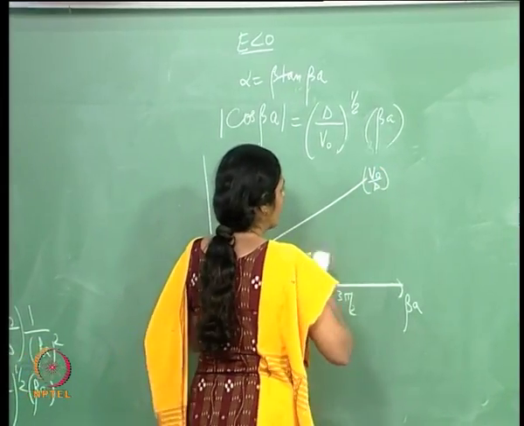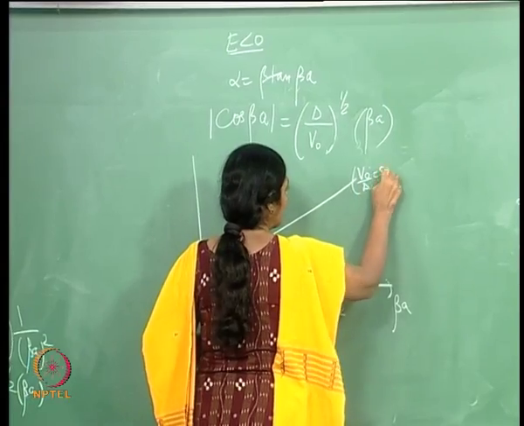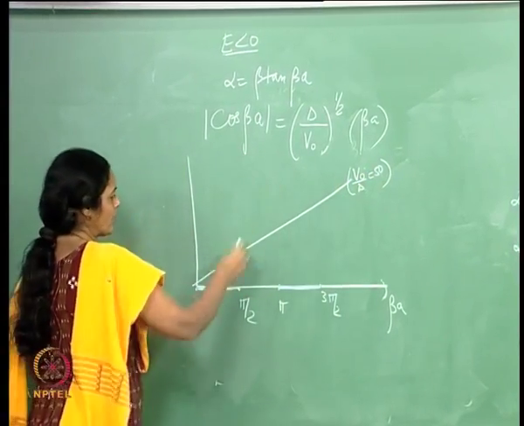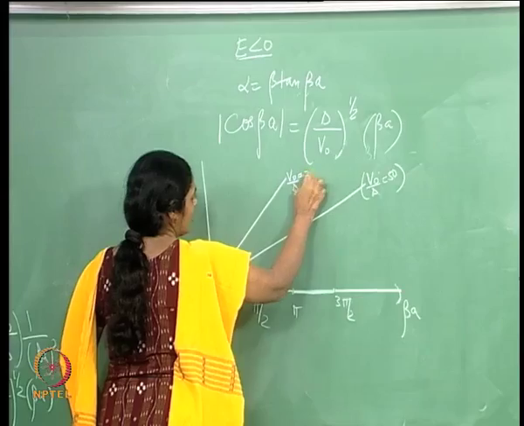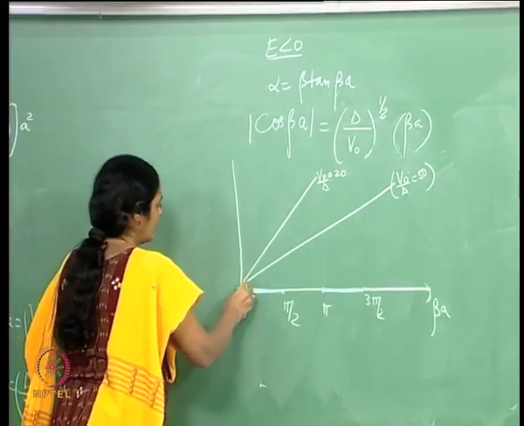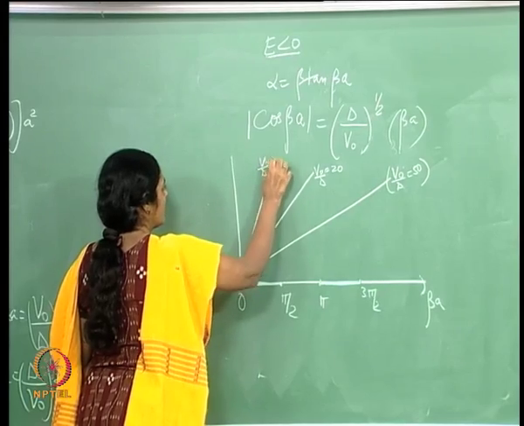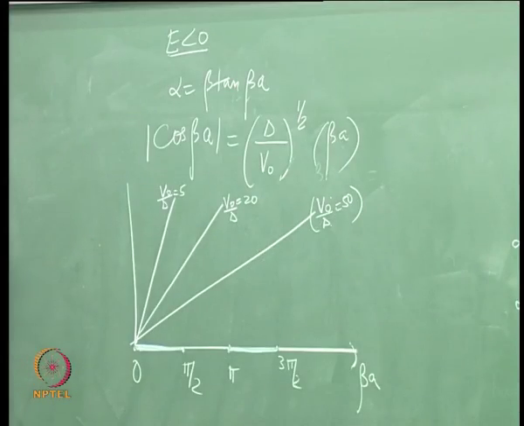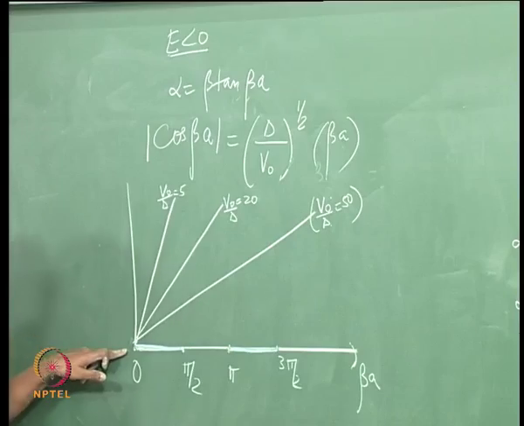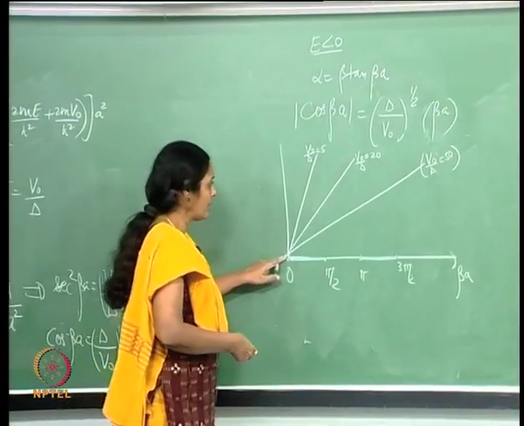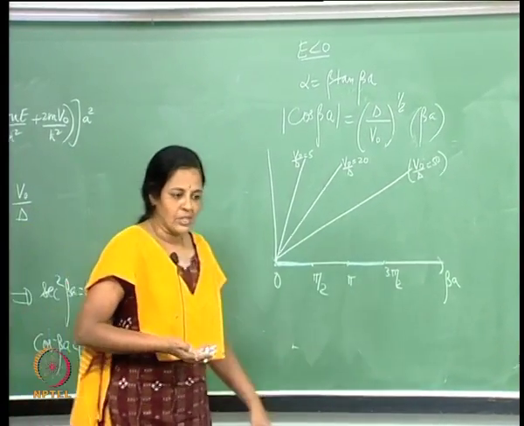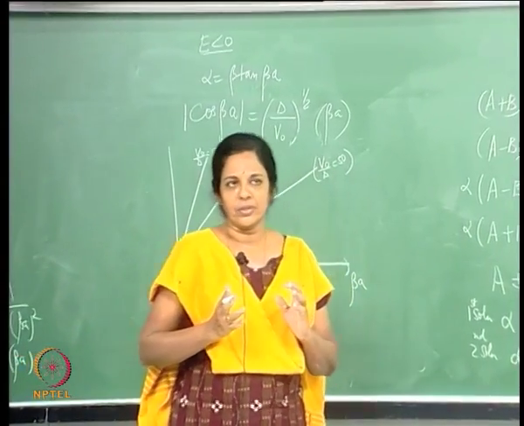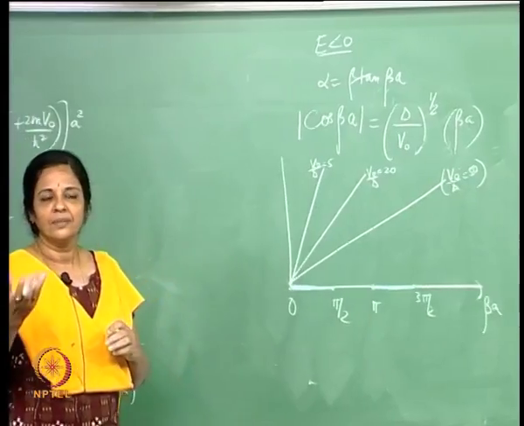For instance, if V naught by delta is, shall we say 50, remember this is dimensionless, this could be the straight line. And if V naught by delta is less than that, let us say 20, this would be the line. If V naught by delta is 5, this could be the line, and so on. So I get various straight lines with different slopes. It's clear that the line passes through the origin, and that's an important point, which I will talk about a little later. So you have various straight lines depending upon the numerical value of V naught. In other words, depending upon the strength of the potential, how much bigger V naught is compared to delta.